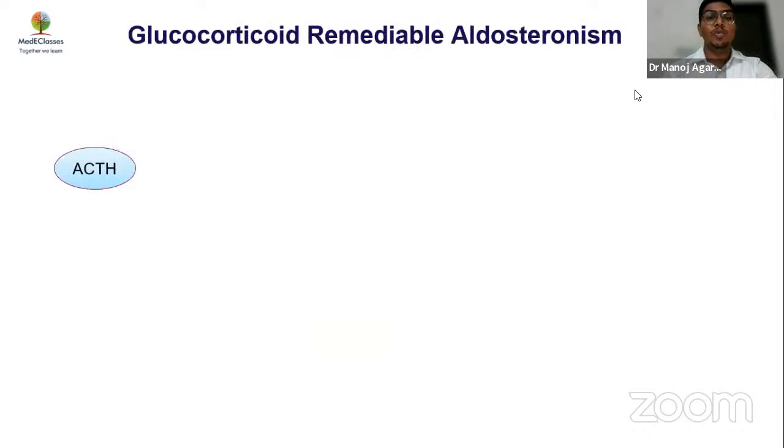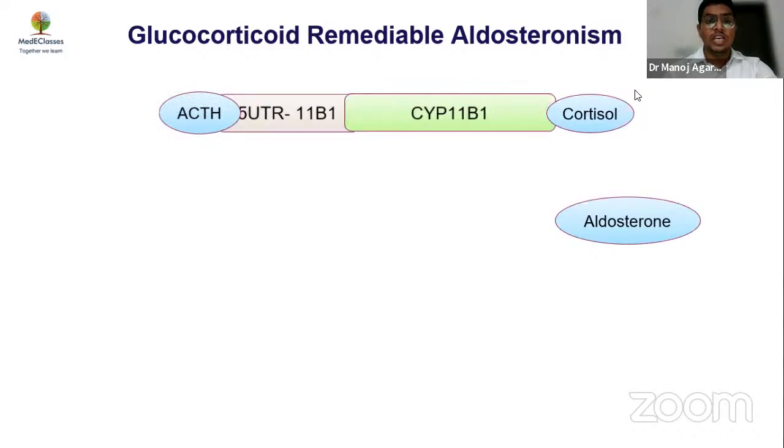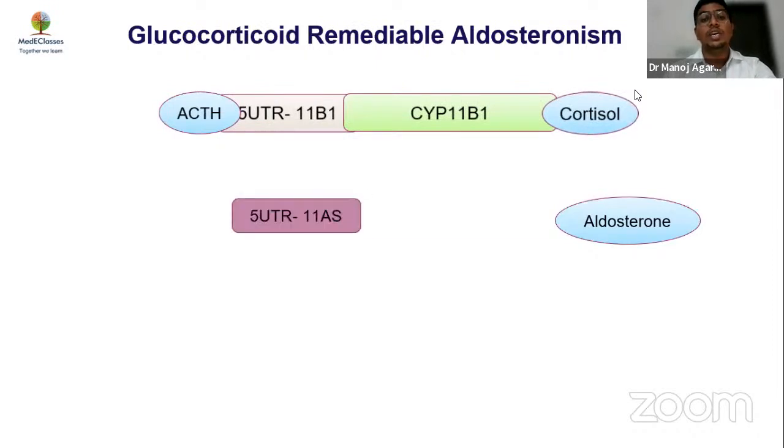So now we will move towards another very interesting entity, which is glucocorticoid remediable aldosteronism. Cortisol secretion is controlled by ACTH, because the promoter for cortisol secretion is controlled by ACTH, while aldosterone is only 5 to 10% controlled by ACTH. So normally in our body, aldosterone is not controlled by ACTH.